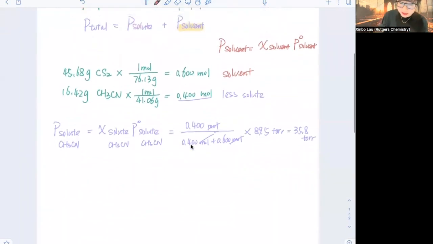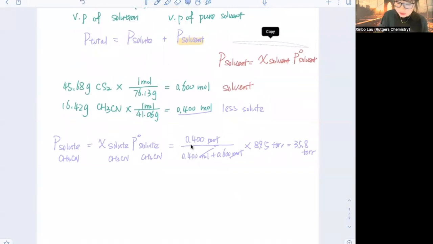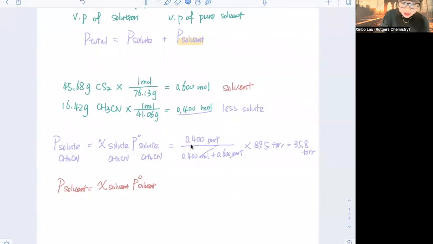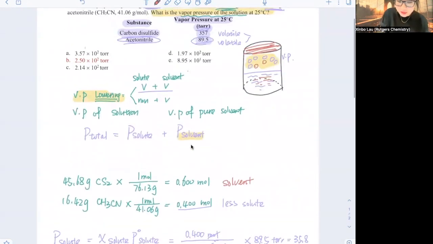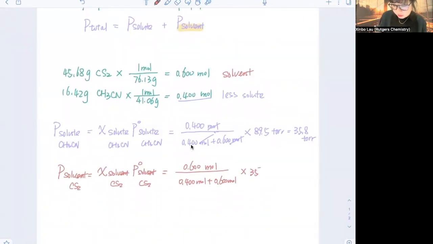It's the same logic as mentioned. We're going to copy the equation over. Now everything is about CS2, so this is also something you can label for yourself so we can keep track of the info. So 0.6 divided by the total, which is again 0.4 plus 0.6, times its pure vapor pressure. That's 357, so this turns out to be 214.2.